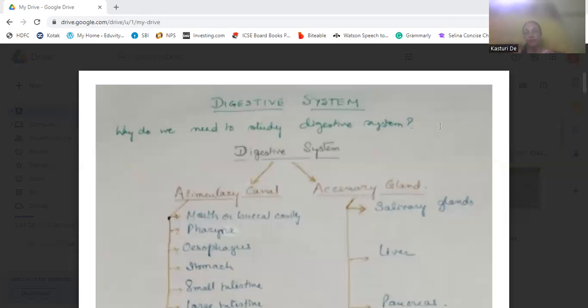As soon as we take the food, it does not give us energy. Some processes are there by which the food is converted to energy. We have also studied that the food we take is broken down into simpler substances, and that gives us energy. But those simpler substances have to be absorbed in our body into the cells. They have to be carried to the cells.